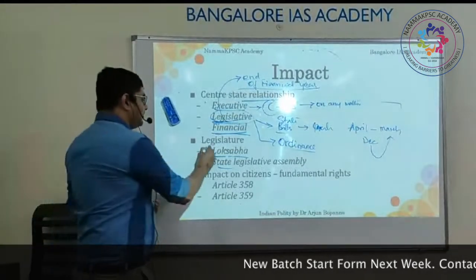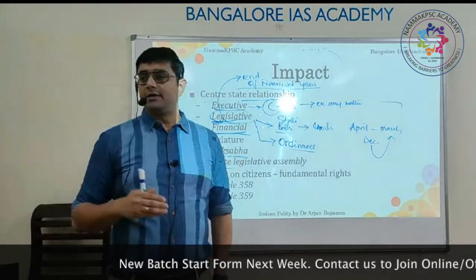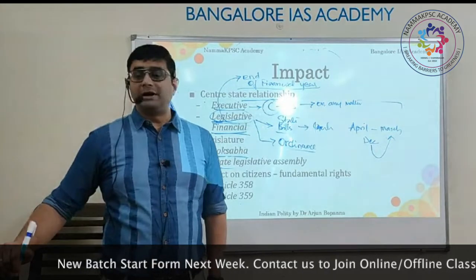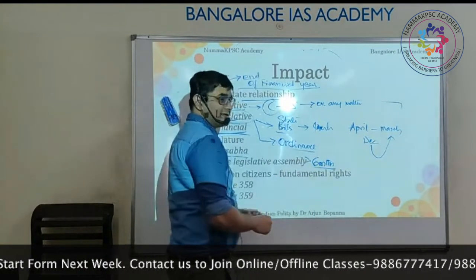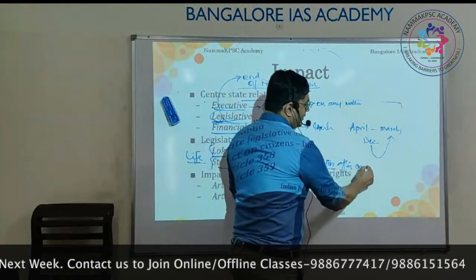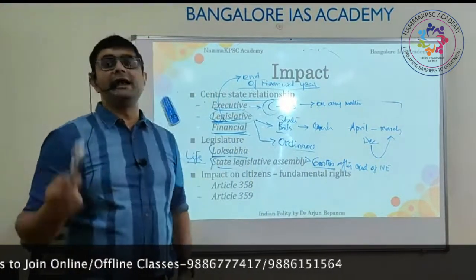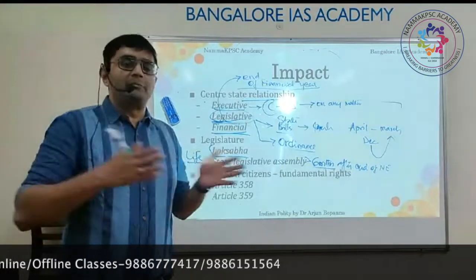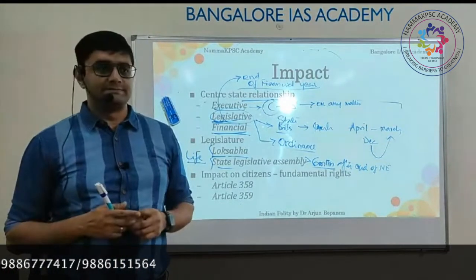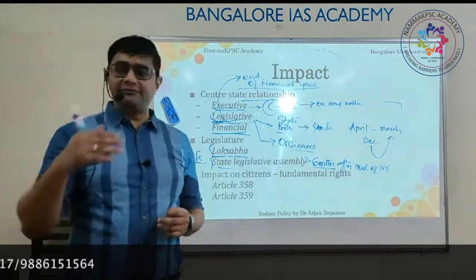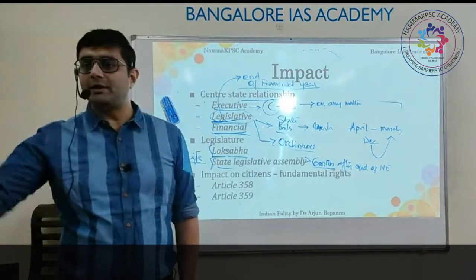Is that understood? So the life of Lok Sabha and state legislative assembly can be increased 1 year at a time, but it cannot be extended beyond 6 months after the end of the national emergency. That means if it has already completed 5 years and the national emergency ends, it cannot be extended beyond 6 months after the end of national emergency. If national emergency is there, it can be increased 1 year at a time for any period of time.